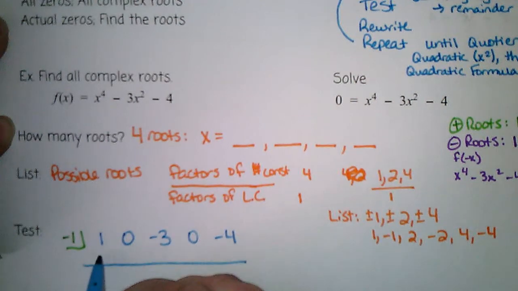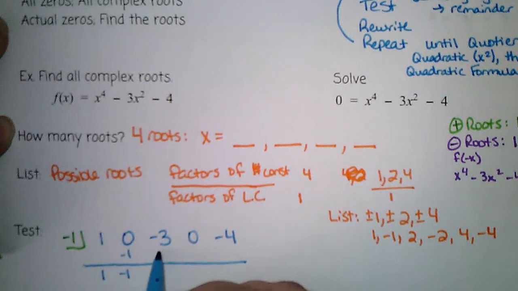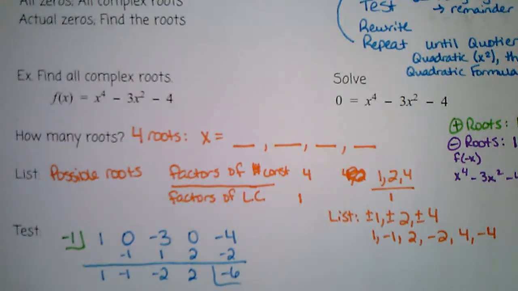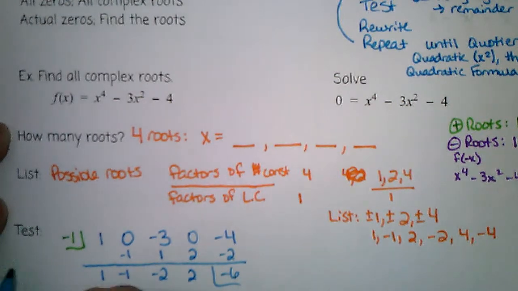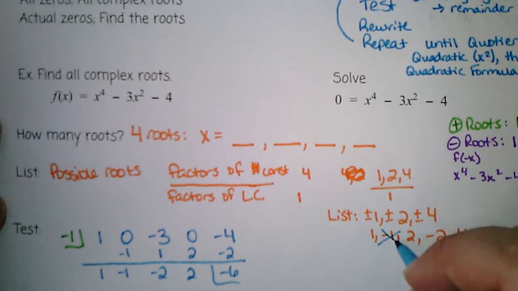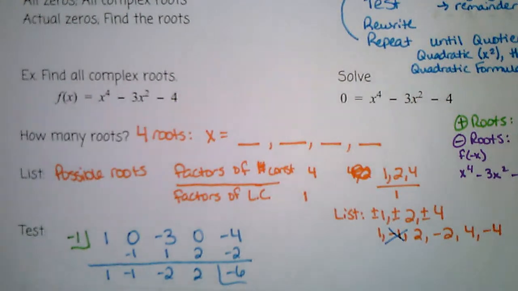Then to do synthetic division, we drop it, multiply, add, multiply, add, multiply, add, multiply, and I get negative 6. So is that helpful? Well, not exactly. In a few lessons, negative 1, negative 6 is actually a point on the graph. So don't completely cross this off because we will use it next time. But we can cross off negative 1 because that didn't work. So let's pick another one.